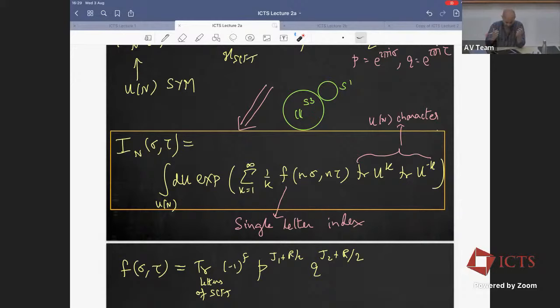So it's much easier. You calculate the same trace, you get a function, and the answer for the superconformal index is that you take that function and you write this infinite sum. It's called a plethystic exponential. Exponentiate it like so. And here you have the U(N) adjoint character. So here I'm treating U(N) super Yang-Mills theory, where everybody is in the adjoint representation.